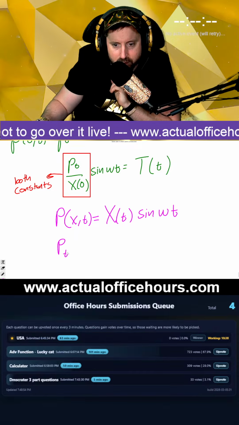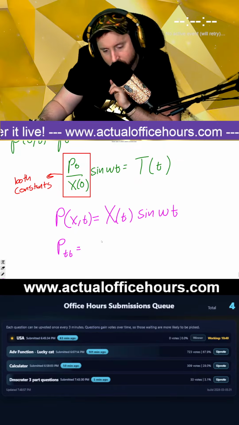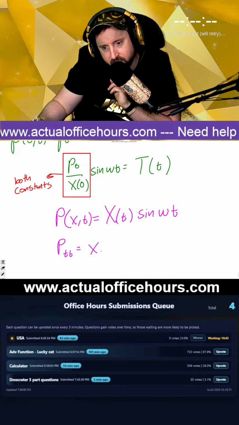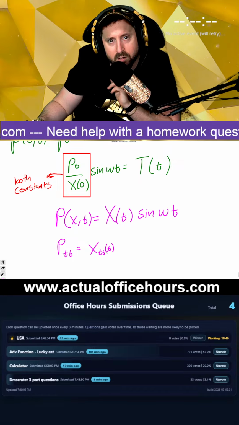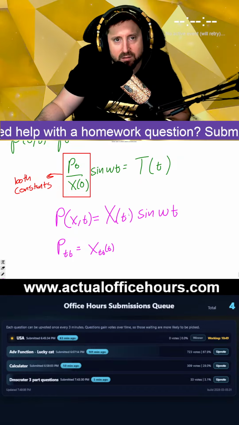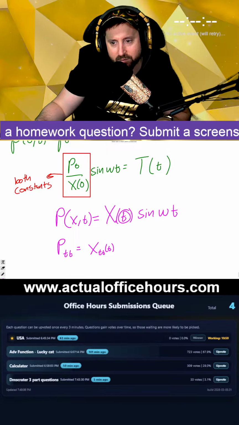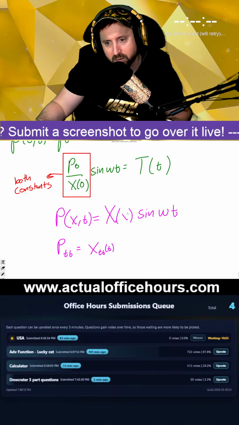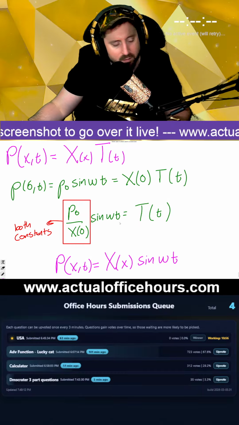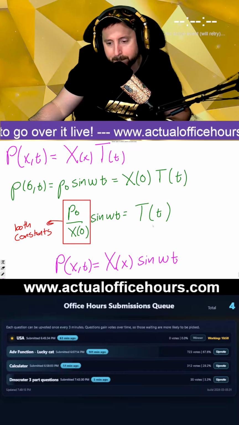So p_tt is going to equal X of x, but would it be X of x times sine omega t? Yeah, it's X of x times that. My bad. Thank you, Zebra.